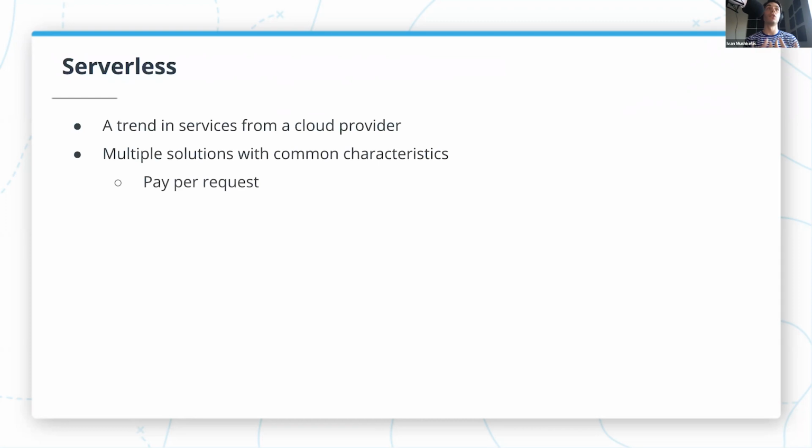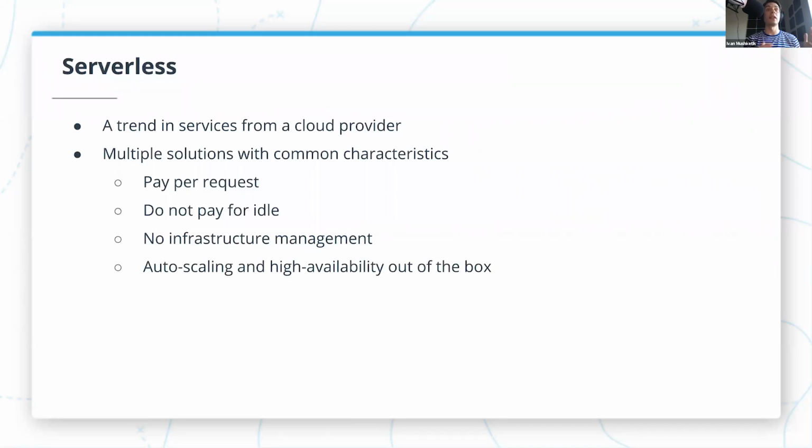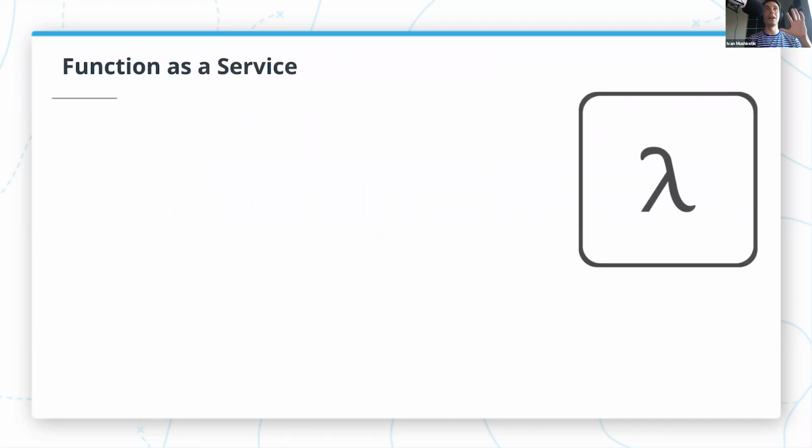And they include that when we use a serverless service, we don't pay for idle resources. We pay per request. We don't pay if the service that we provide is not used. We don't do any infrastructure management at all. And auto-scaling and high availability are enabled out of the box for serverless options. And there are multiple serverless services. They can be databases, queues, data analytics services, orchestration, and so on. But the compute in the serverless world is implemented using function as a service.